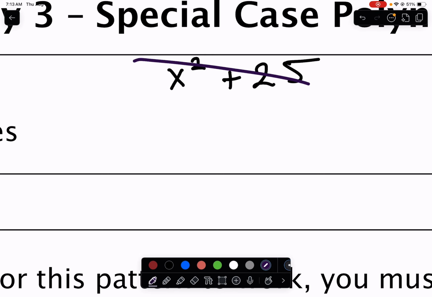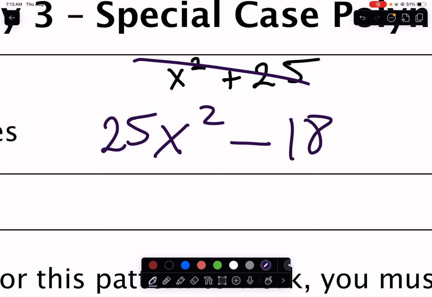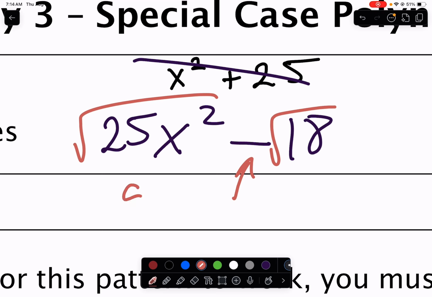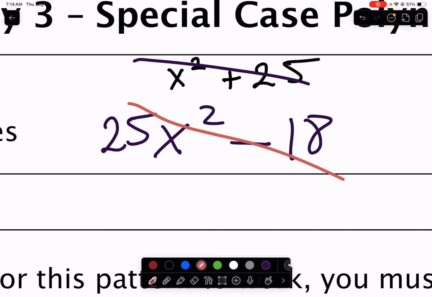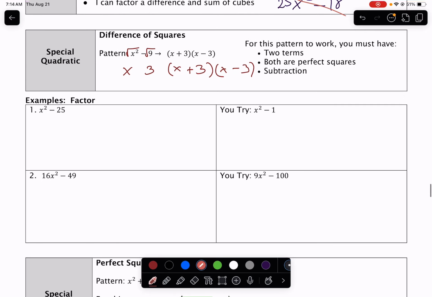Another instance would be, let's say we had, we'll do 25x squared minus 18, all right? Yeah, we have a difference. We have 2 terms. However, if we go and attempt to square root these, well, this I can square root, I get 5x, but the square root of 18 is not a nice number, you get a decimal. So this is also not a difference of squares, okay? So in order to be a difference of squares, you need to be able to square root both terms, and you need a minus sign, all right?